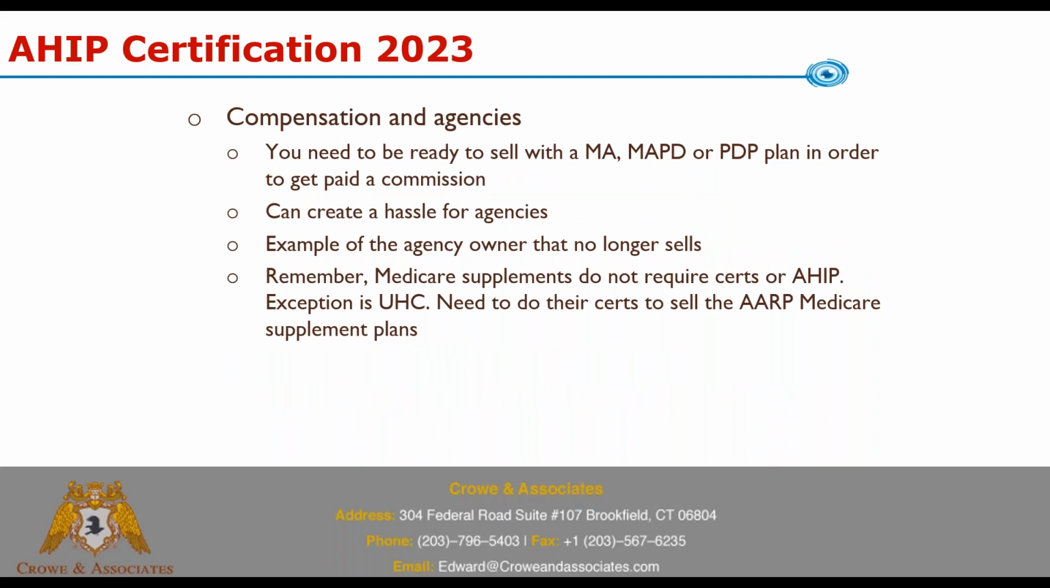This one comes up a lot, and this is for agencies. So if you're an agency and your commissions are paying to the agency, so Ed Crow owns Crow and Associates, and I want all my commissions and all my agents' commissions to pay to Crow and Associates, let's say, or I just want overrides from my agents to pay to Crow and Associates, Crow and Associates has to be licensed, and the principal of Crow and Associates needs to be certified.